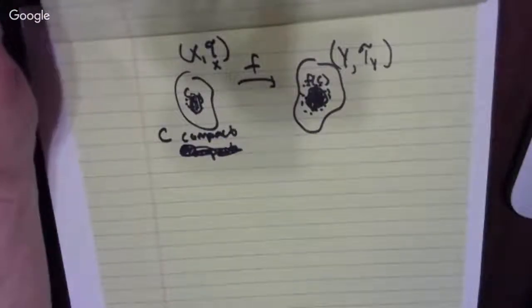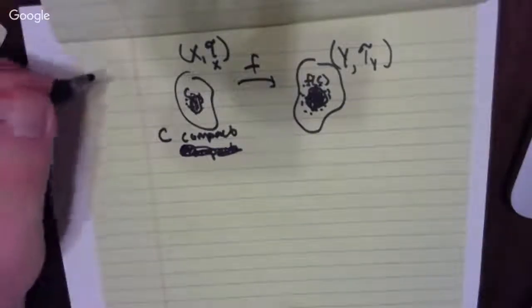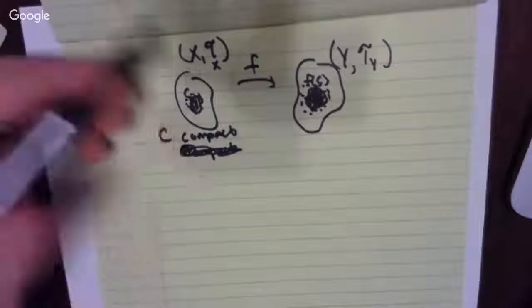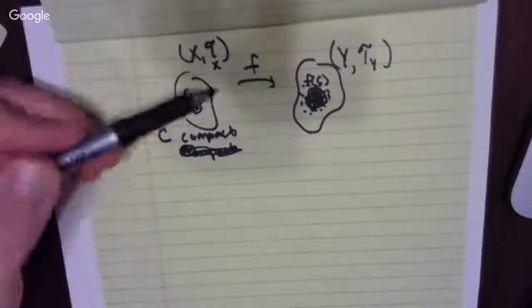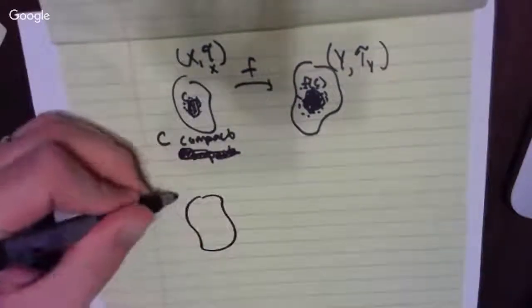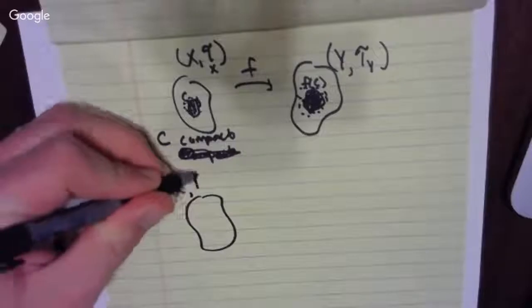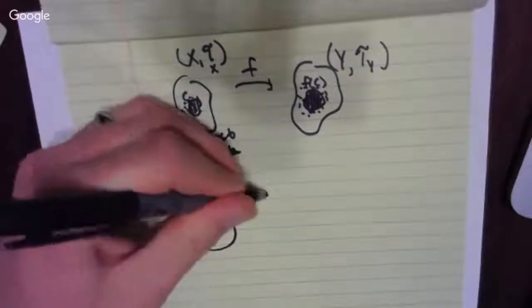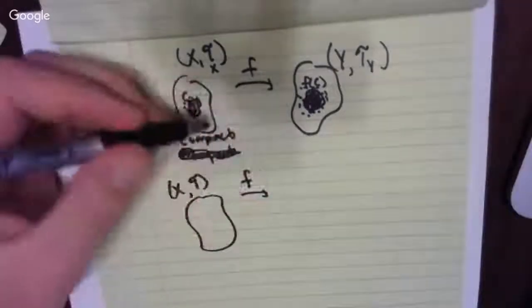Theorem 4.20, right after that: compactness is a topological property. What did it mean to be a topological property? That means it's preserved under homeomorphisms. If I have my same picture here, let's say the whole space (X, T_X) itself is compact, and I've got a homeomorphism F. What did that mean?